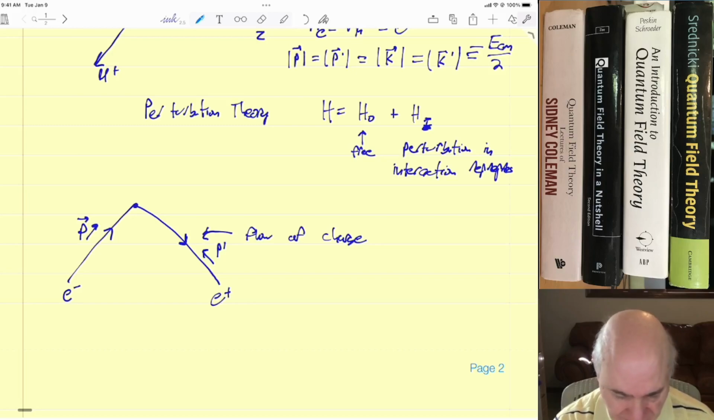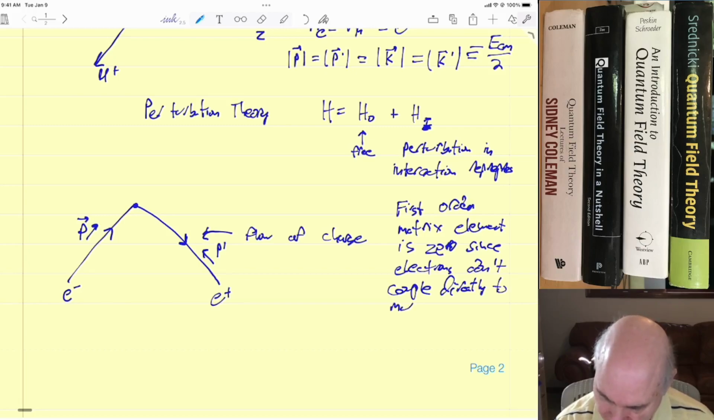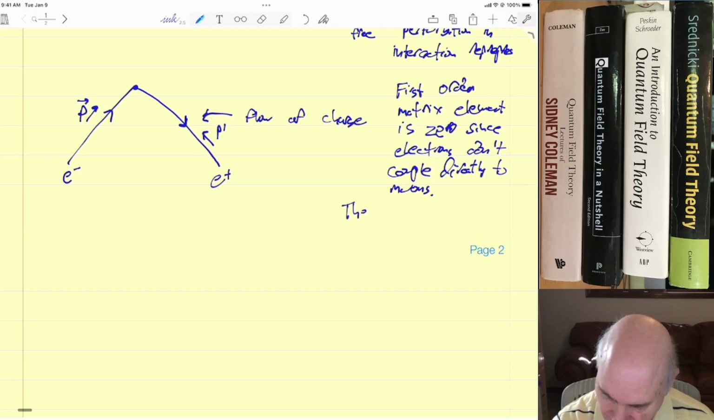They collide. Now you might think we could go right into muons, but the first order matrix element is 0, since electrons don't couple directly to muons. Okay, they couple through photons.